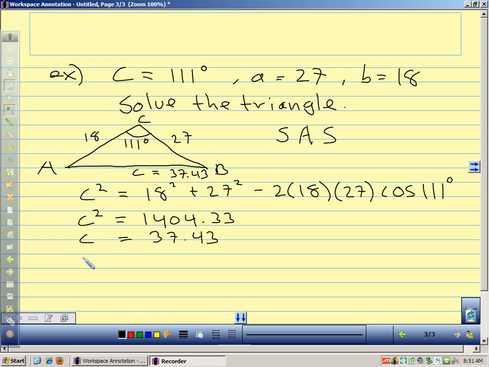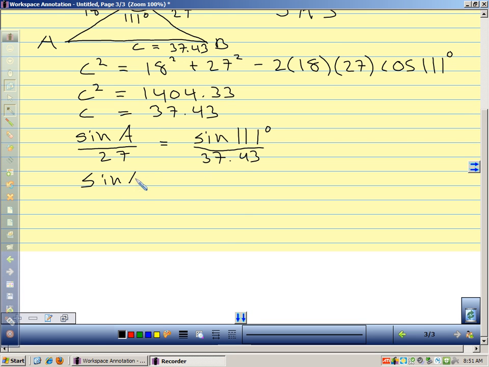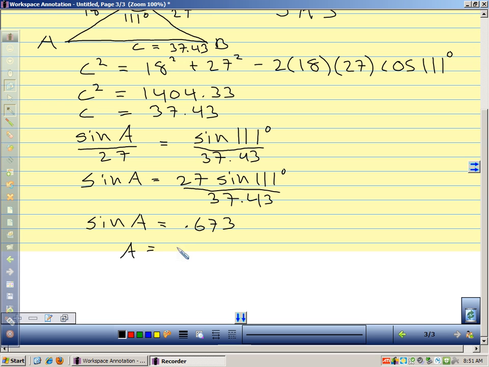We're going to use the law of sines now. We know that the sine of A over 27 equals the sine of 111 degrees over what we just found for side C, 37.43. This tells us that the sine of A is 27 times the sine of 111 degrees, all divided by 37.43. When we plug that into our calculator, sine of A is 0.673. We take the inverse sine of 0.673, and we get that A is about 42.3 degrees.